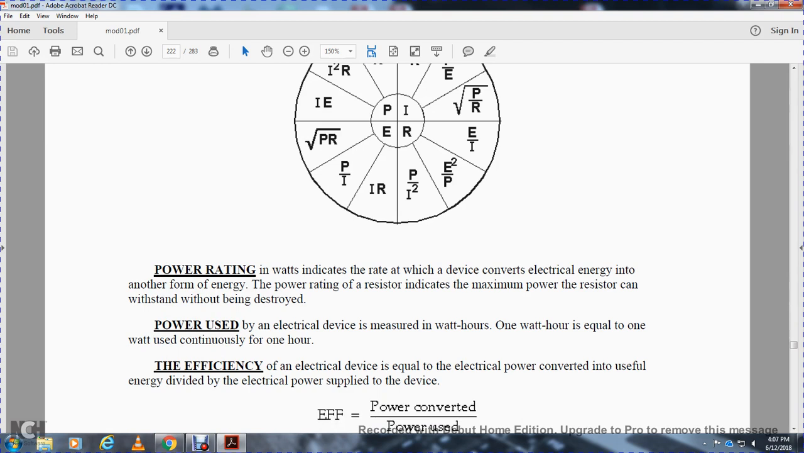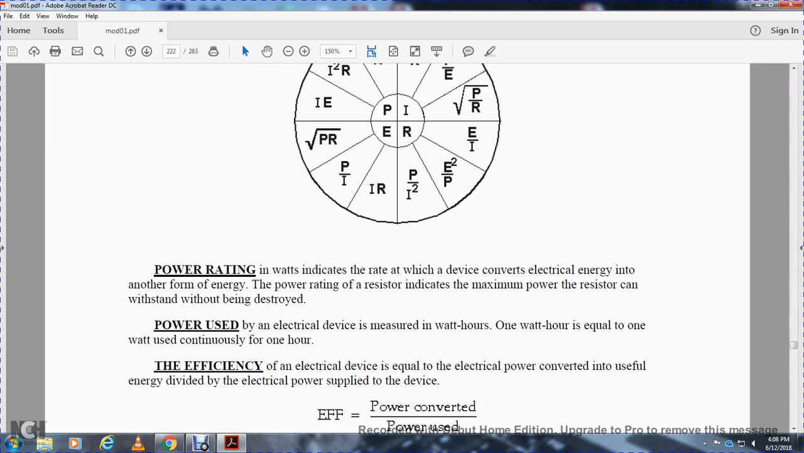The power rating in watts indicates the rate at which the device converts electrical energy to another form. The power rating of a resistor indicates the maximum power the resistor can withstand without being destroyed. Power used by an electrical device is measured in watt hours. One watt hour is equal to 1 watt used continuously for 1 hour.